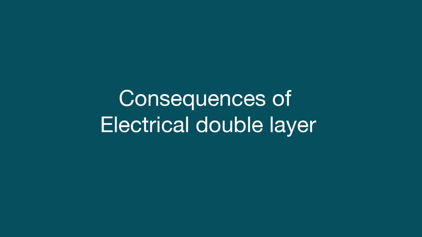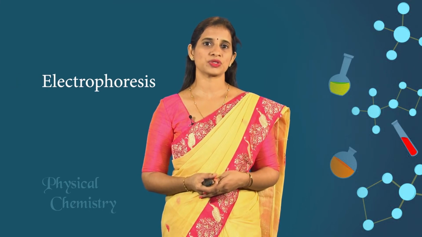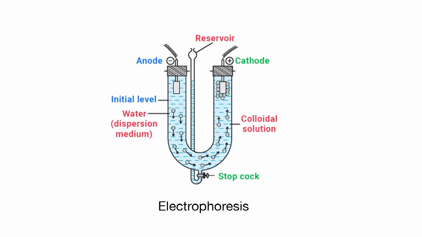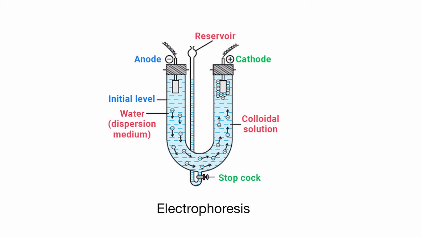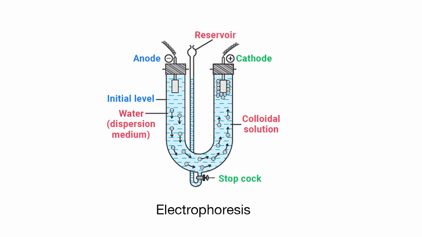Next, I am moving on to the consequences of electrical double layer. Two electrokinetic phenomena observed as a result of the electrical double layer are electrophoresis and electroosmosis. First one is electrophoresis. When a colloidal solution is placed in an electric field, the electrically charged colloidal particles migrate towards the oppositely charged electrode. This phenomenon is called electrophoresis.